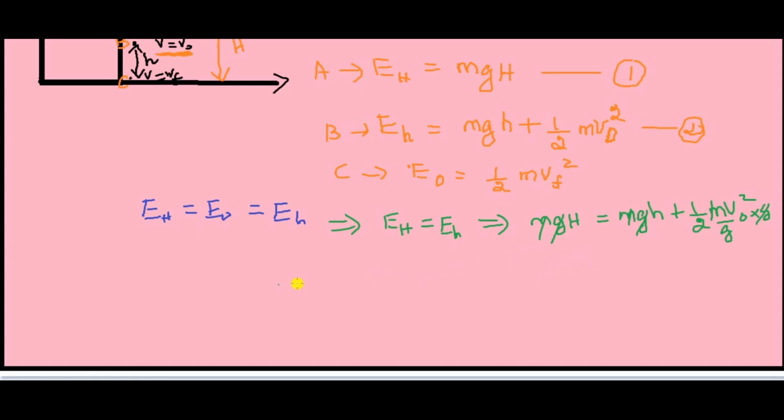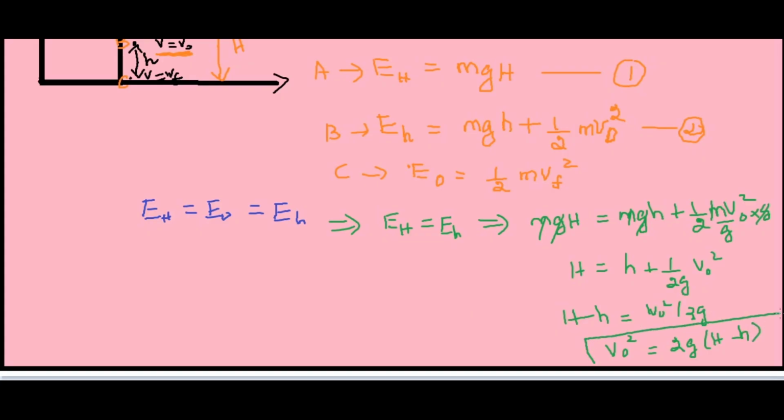So what is the rest I will be having here? I'm just writing that equation down. H is equal to h plus 1 by 2g into v0 squared, or capital H minus small h is equal to v0 squared divided by 2g, or v0 squared is equal to 2g into capital H minus small h, right? So this is my intermediate velocity.